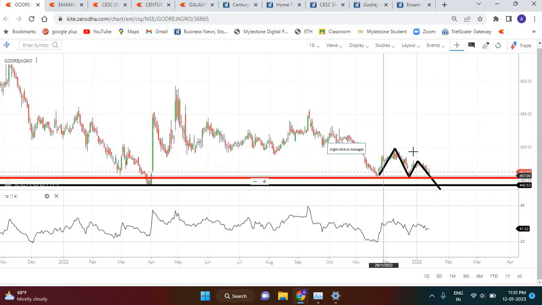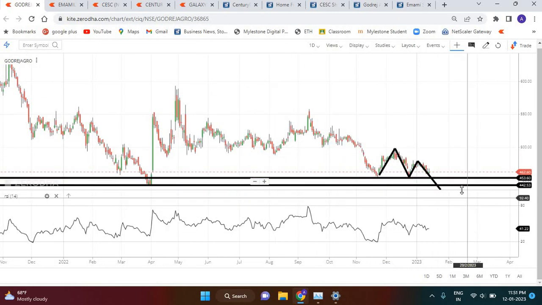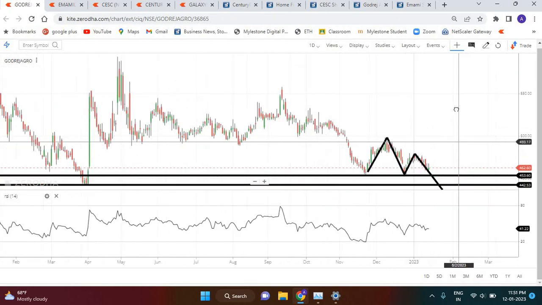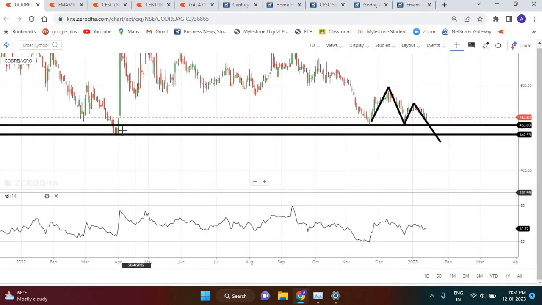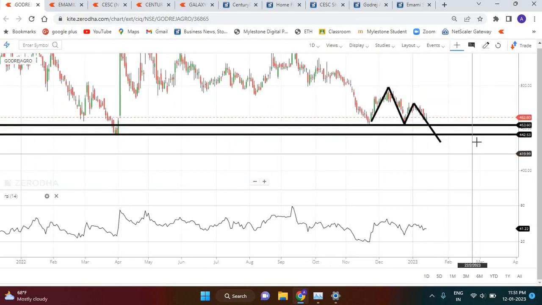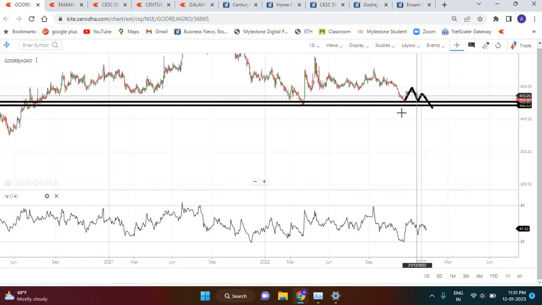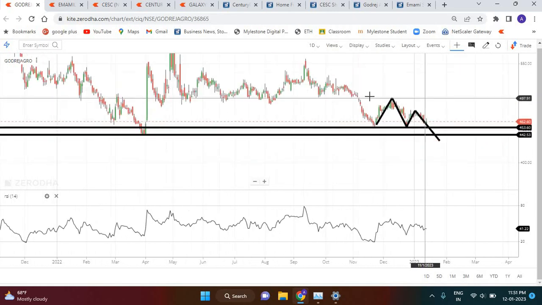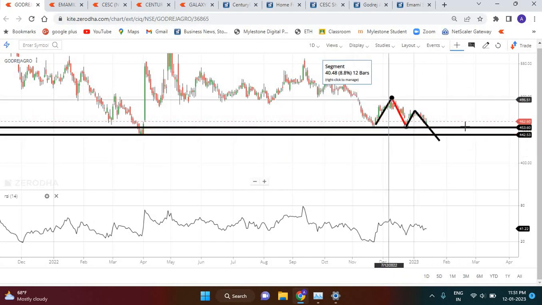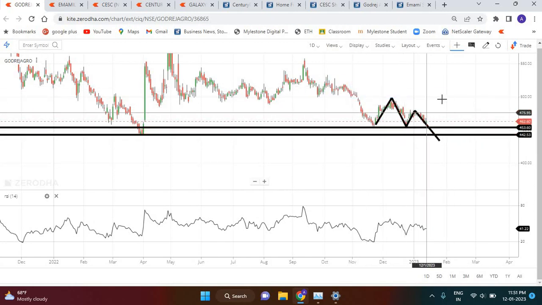So yeah, there was an M formation here as well, but there are supports nearby. So maybe an accumulation zone, I would say, from this zone 440 to 453, which is very near. So for the long term, I won't mind accumulating this one. So that's it. I think we have seen everything.